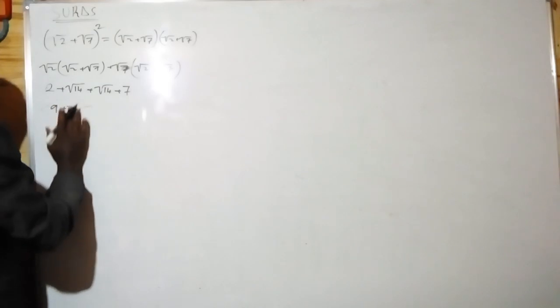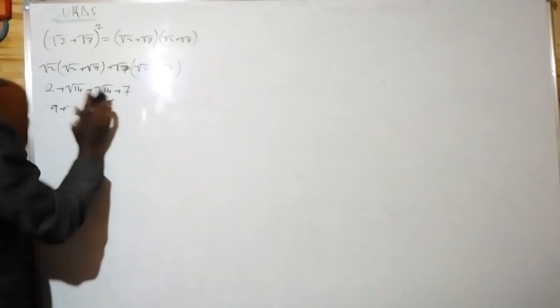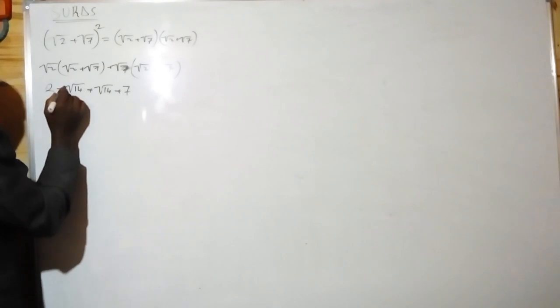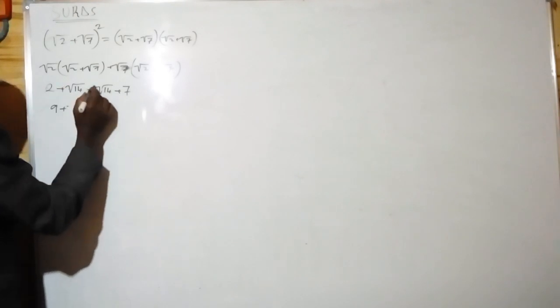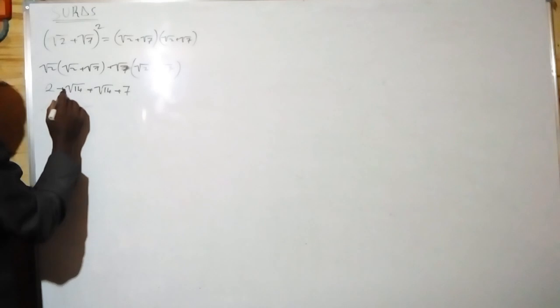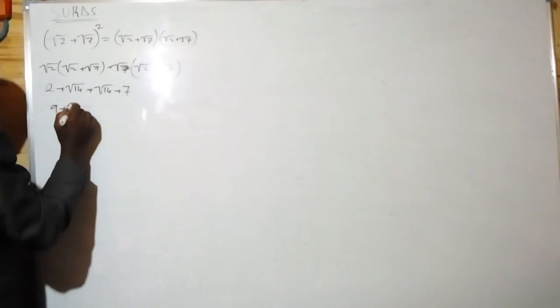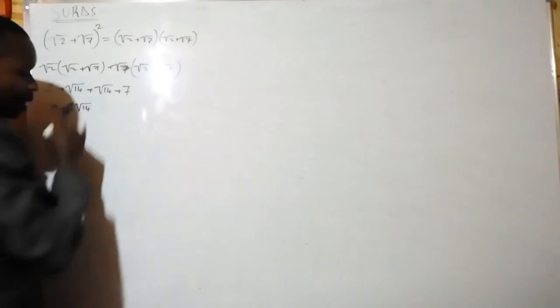root 14. Here we have 1, and here we have 1. So we are going to take 1 plus 1, it's 2. Then root 14 is common, and that is the answer.